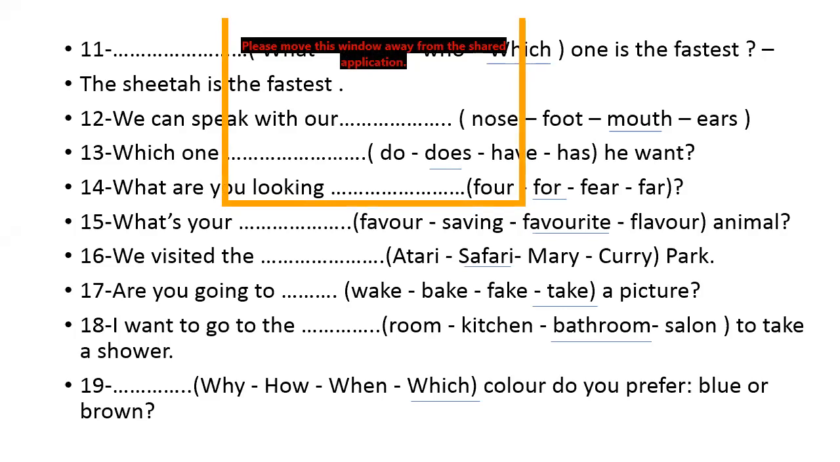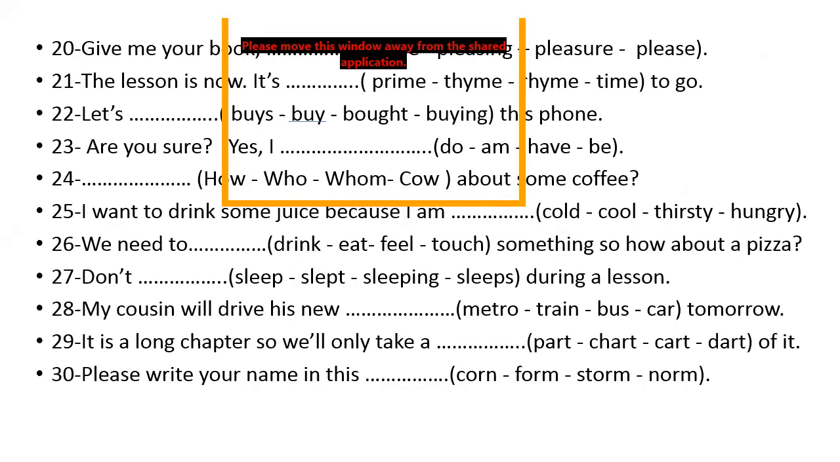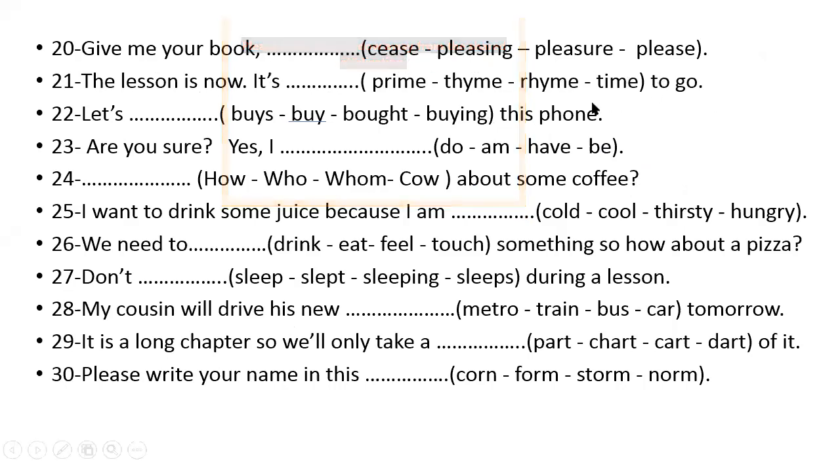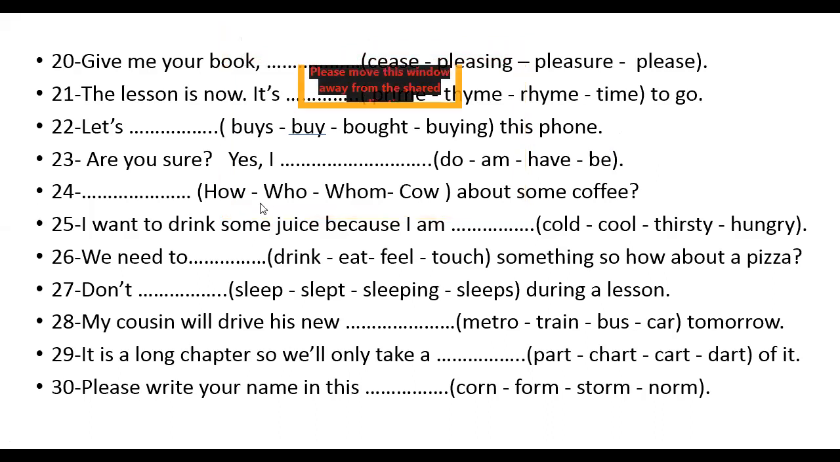Okay, maybe a mistake happened, sorry for that. Okay. Can you see number 20? Yes. Okay, give me a few seconds please because I want to make sure. Are you sure? Yes, I am.